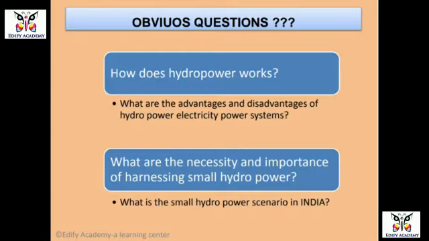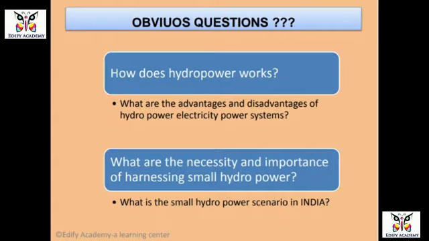Similarly, the question follows: what are the necessity and importance of harnessing small hydropower? This is very important, because we have different types of hydropower plants, like mega power plants, small plants, or micro hydropower plants. Nowadays small hydropower plants have come into existence and are very prevalent. Why? Because the making cost and the running cost are very low, and they are also handheld.